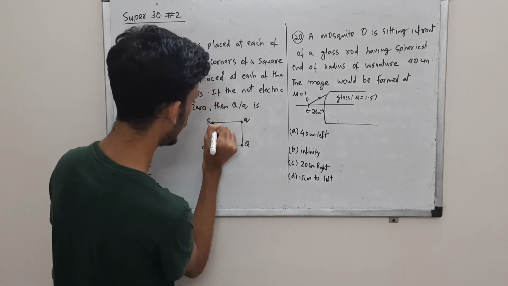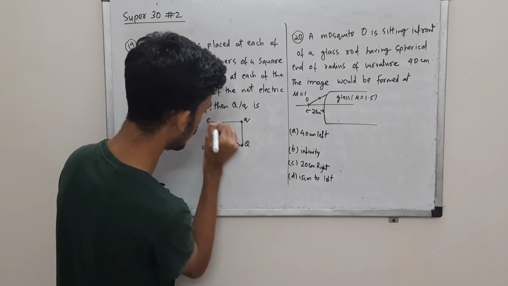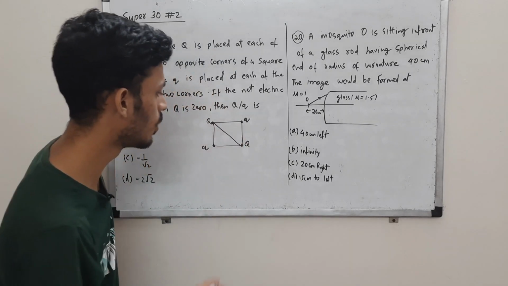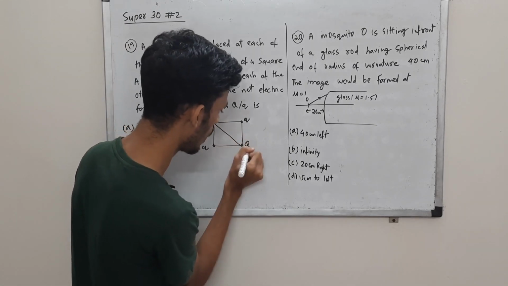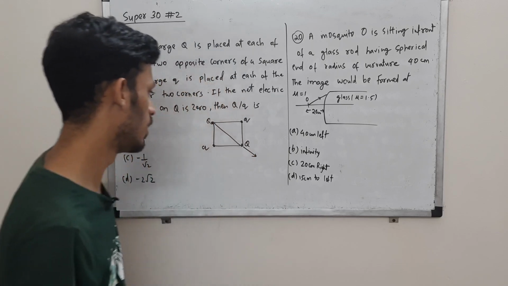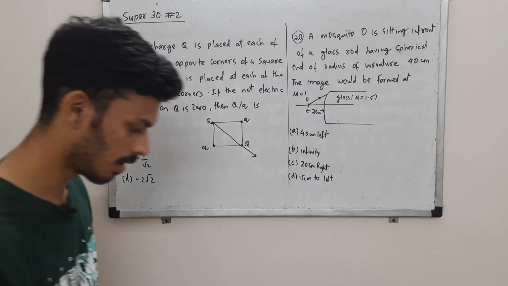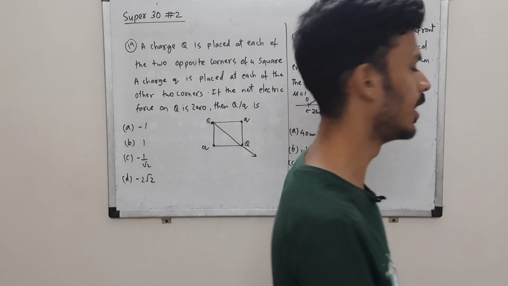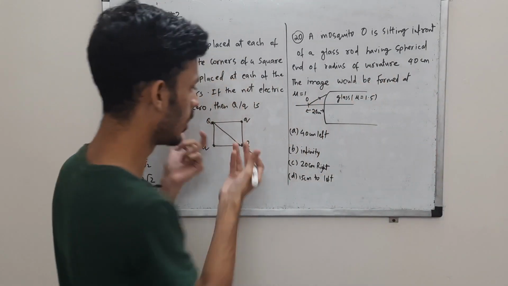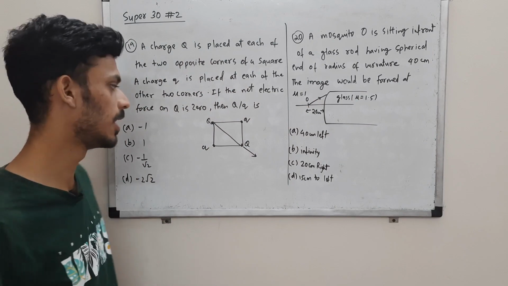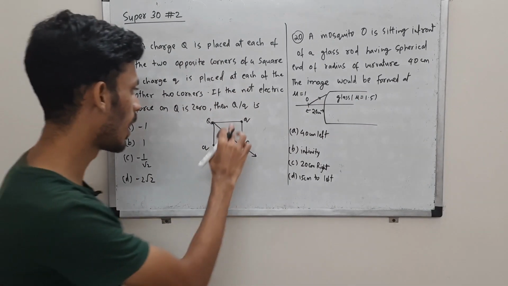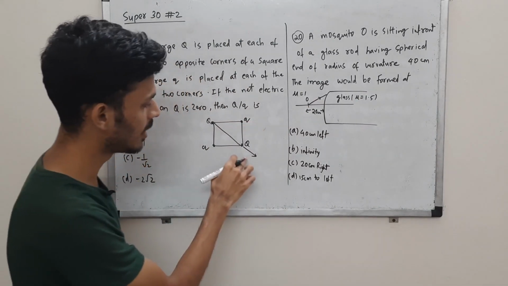Let's consider this capital Q. You can consider any one, it's symmetric. The force on this capital Q is due to the other capital Q, so let that force be in the opposite direction. Of course, they have the same sign, positive positive or negative negative, so they will repel each other. Now we have to balance this force, right?